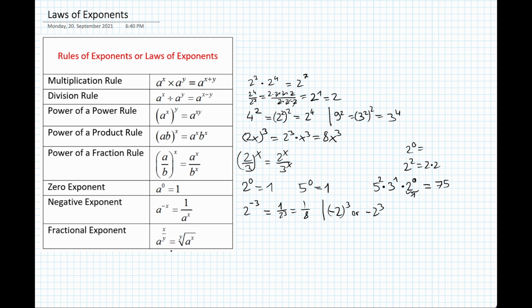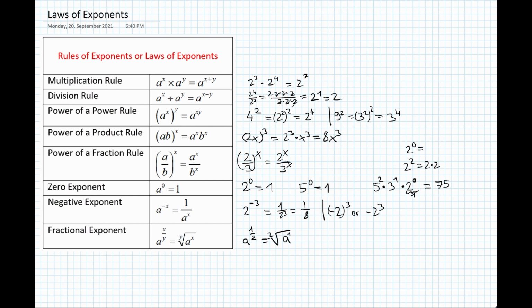And now the last one, a fractional exponent. A to the x divided by y is equal to the y root of a to the x. So the way to remember it, what I like to do is just picture in my head a to the 1/2 is equal to square root of a. So square root is the same as second root, and a is the same as a to the power of 1. And so that's how you can remember where which one goes.